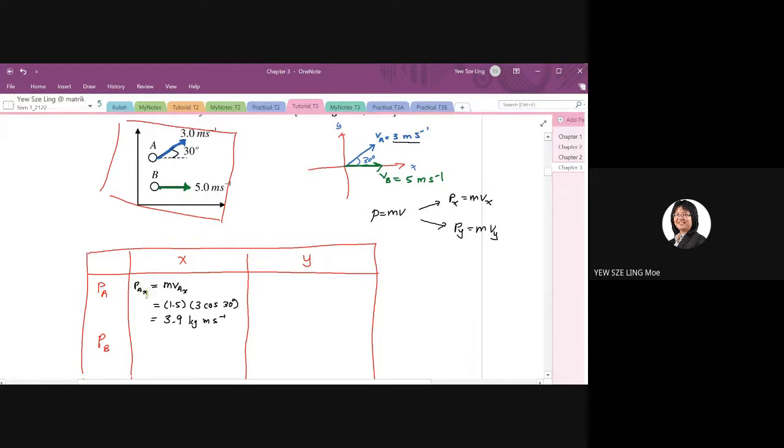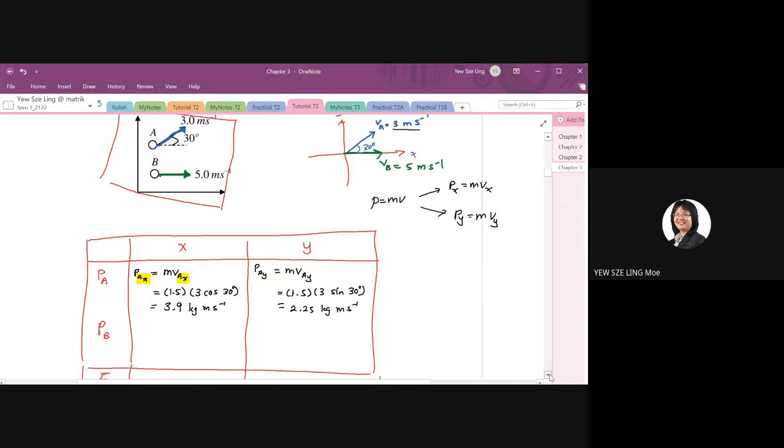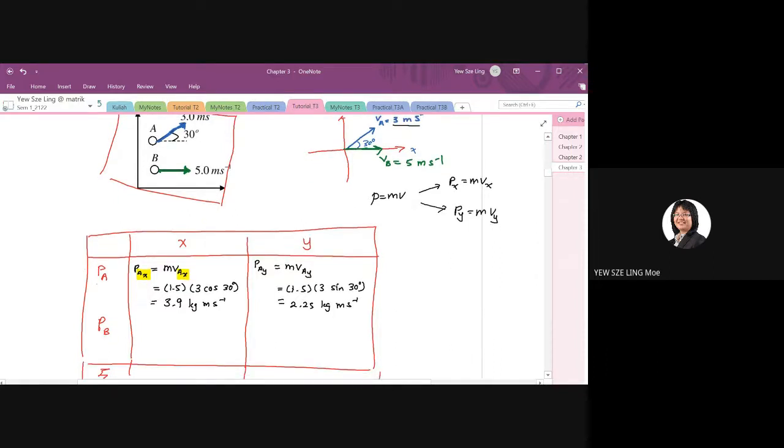So you resolve the velocity. For PAy, it equals mvAy, which equals 1.5, but v now is 3 sin 30 degrees. So the final answer is 2.25 kg m s^-1. So that is the component for object A, the momentum for object A.